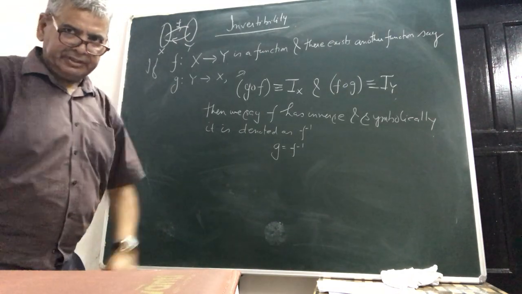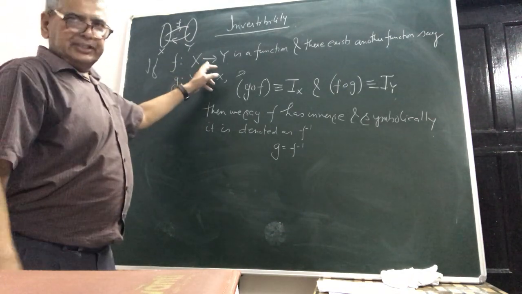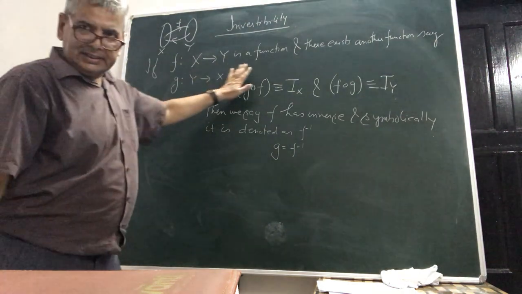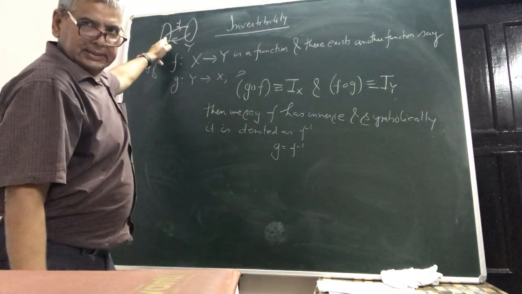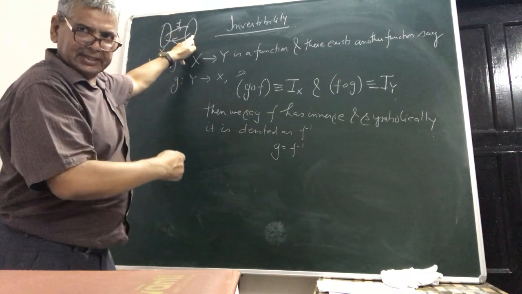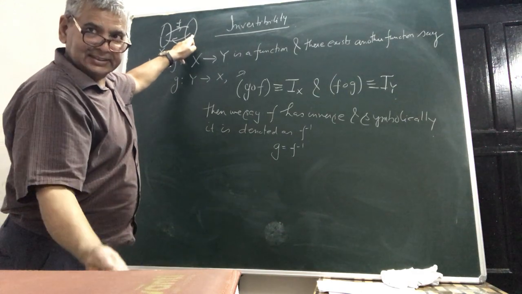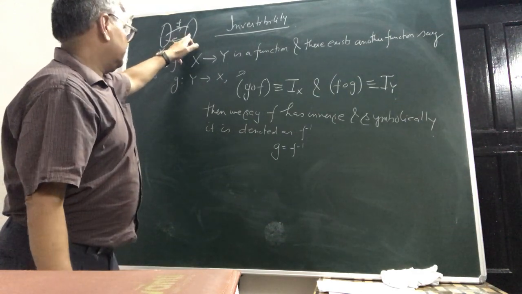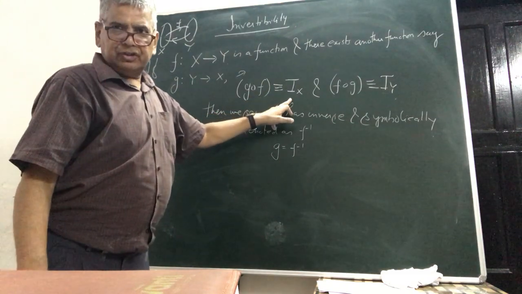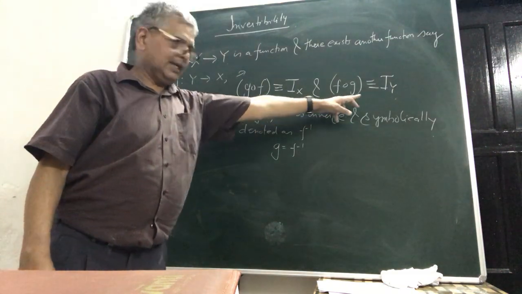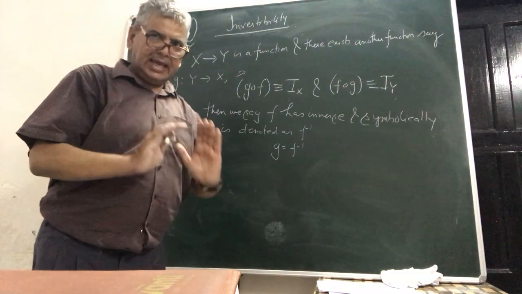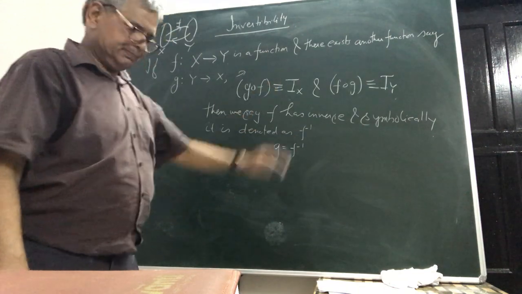Once again, I revisit quickly. If f is a function from X to Y, then we say that it is invertible if there exists a function from Y to X. Mind it, f was from X to Y, so it has to be from the other side. If there exists a function g from Y to X such that g of f is the identity function on the set X, and f of g is the identity function on Y, then you say that the inverse of f exists, and this is denoted by f inverse.